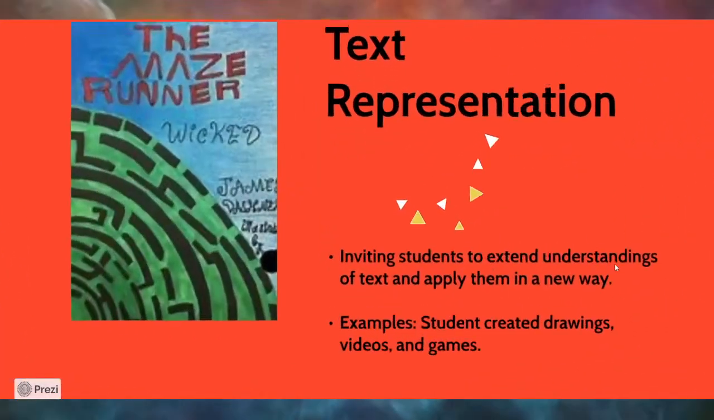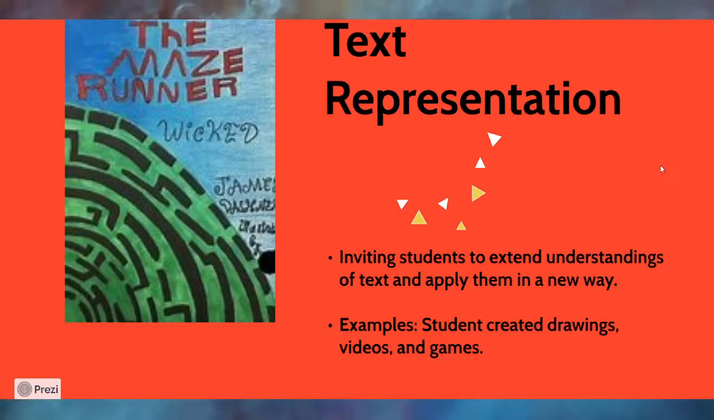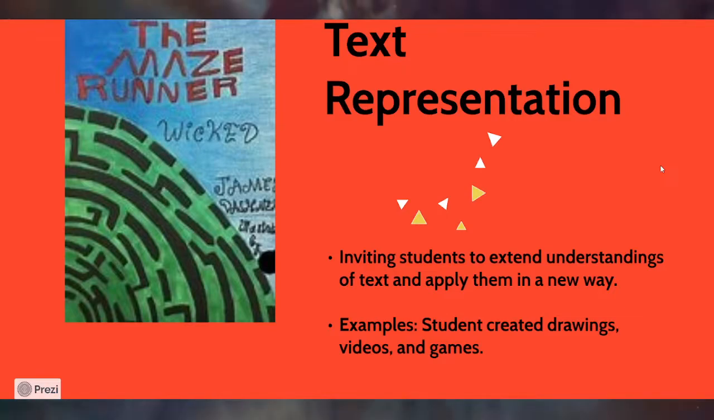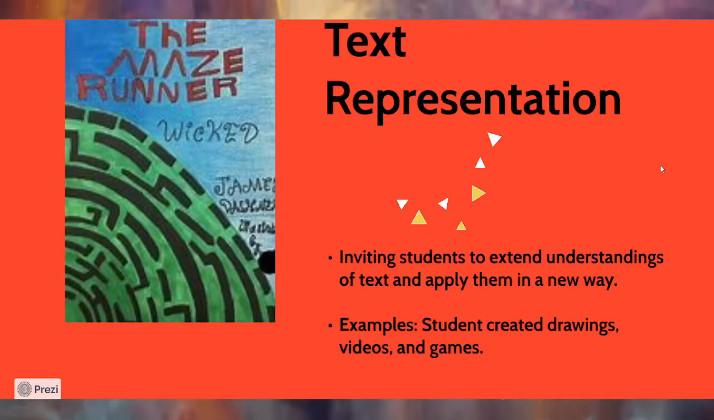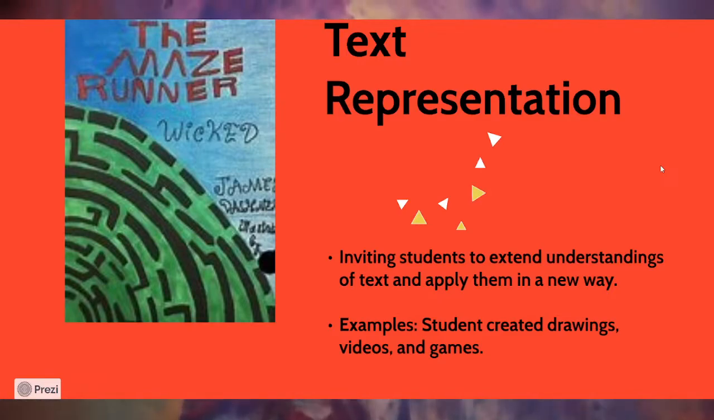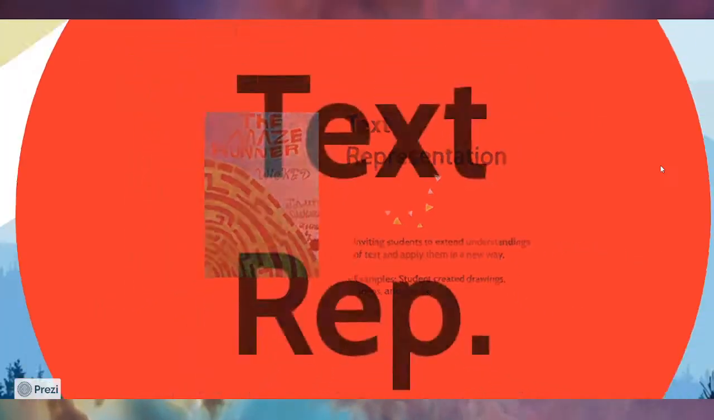And then also text representation. It invites students to extend understandings of text and apply them in new ways. So students being able to draw about what they read, for example, like this photograph here, or this picture that the student drew here about the Maze Runner. That's a book. They wrote a book report about it, and they were also able to depict what happened in the book through visual representation of their own creations.